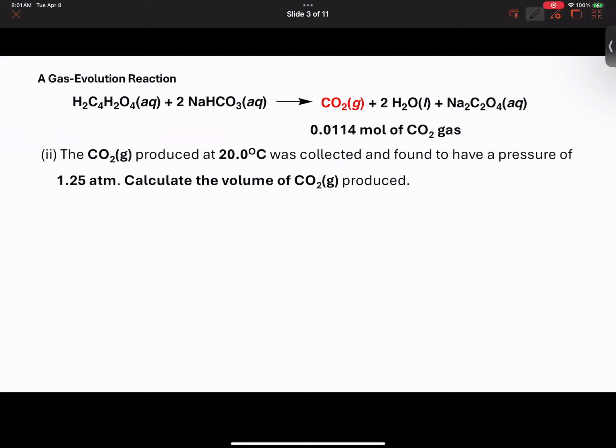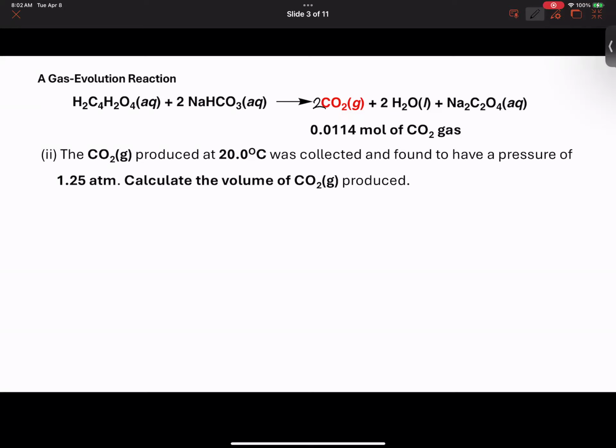The second problem is a gas generation reaction, 2 moles. Here let me correct it: 2 moles of CO2, and CO2 gas produced at 20 degrees C was collected and found to have a pressure of 1.25 atm. This one is collected in a container, and when you stick a pressure gauge into that container, we find that it has a pressure of 1.25 atm. And we use a thermometer to measure the temperature, 20 degrees C. We already know the mole number is 0.0114 moles.